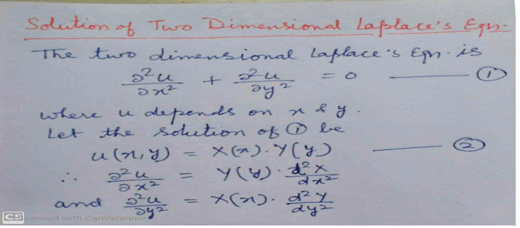By the method of separation of variables, the solution of the first equation is given by u(x,y) = X(x)·Y(y). So ∂²u/∂x² will be Y(y)·d²X/dx², and ∂²u/∂y² is equal to X(x)·d²Y/dy².